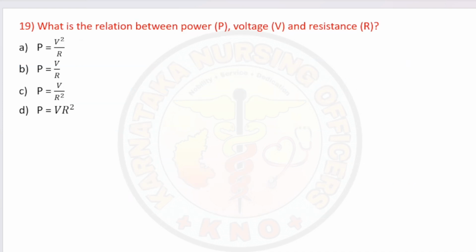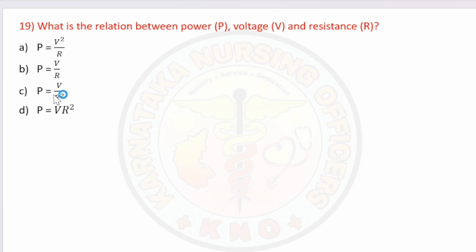So next question. What is the relation between power P, voltage V and resistance R, that is PVR? The options are: P is equal to V square by R, P is equal to V by R, P is equal to V by R square, and P is equal to VR square.